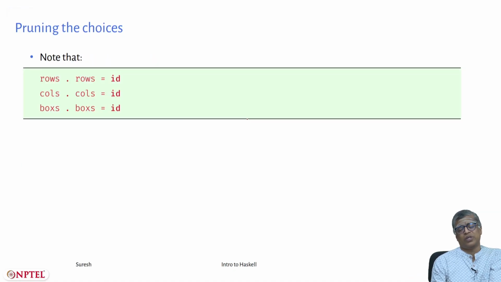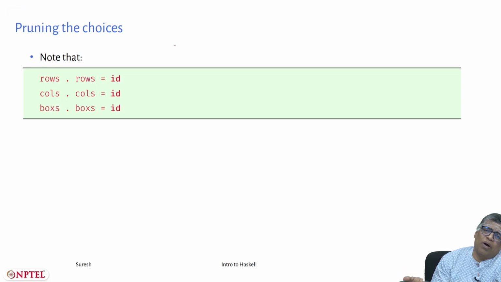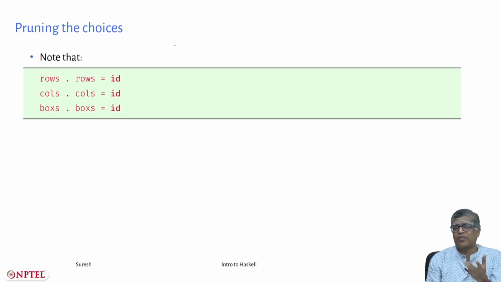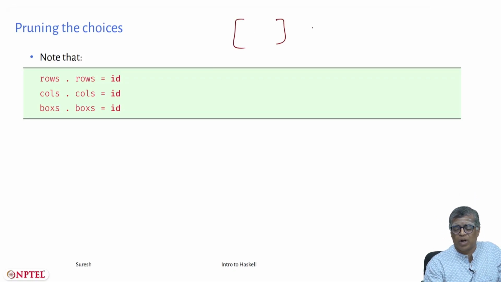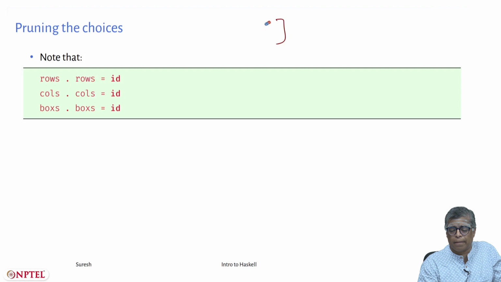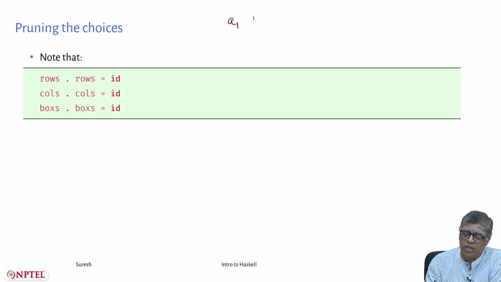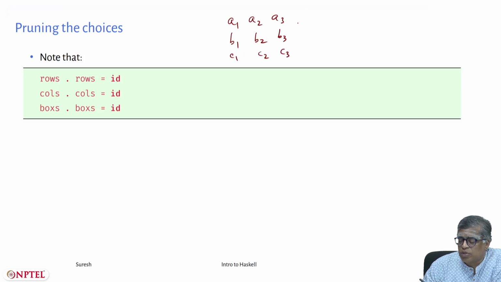Let's figure out how to prune the choices. For this, we will crucially use these identities. If I do rows and then rows, I will get ID, because rows itself is ID. ID composed with ID is ID. But if I take a matrix and its transpose, let's consider a simple example: A1, A2, A3, B1, B2, B3. If I take its transpose, which is to take all its columns, the first column is A1, B1, C1, the second column is A2, B2, C2, the third column is A3, B3, C3.